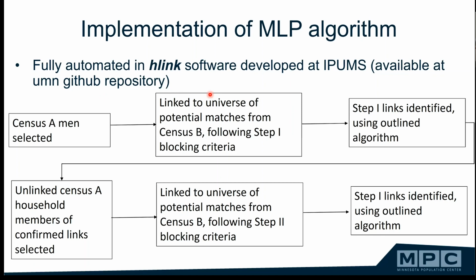So basically, this is the MLP algorithm. We first select men from census A. We link them to a universe of potential matches from census B, following the step 1 blocking criteria. We identify links using the algorithm for step 1. We then select the unlinked census A household members, and we link them to their respective universe of potential matches, following the step 2 blocking criteria. And this should be step 2, obviously. Those links are identified using the outlined algorithm.